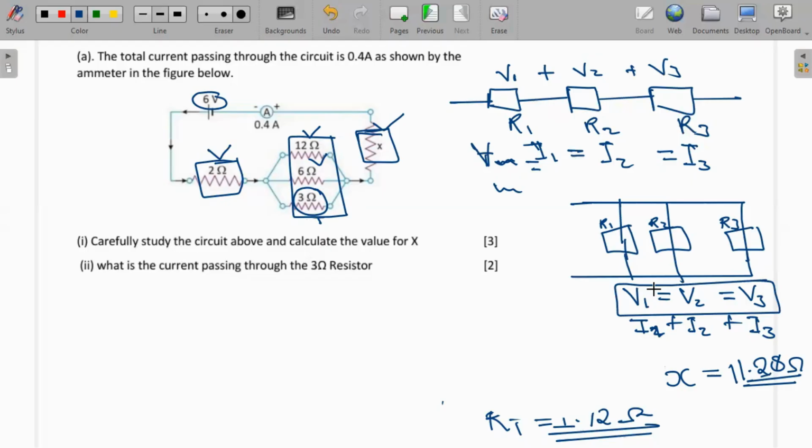Then once we find the voltage, we'll be able to use the equation for calculating current, Ohm's law, in order to get the current passing through the 3 ohm resistor. Have you understood what I'm saying?